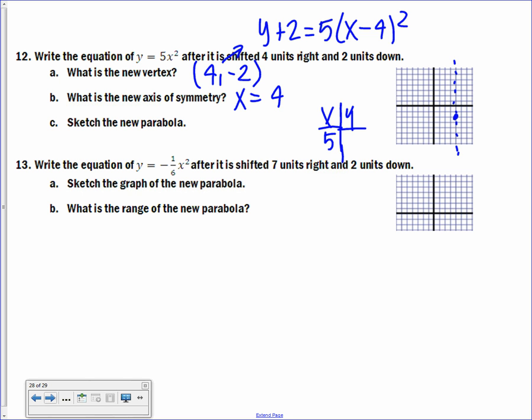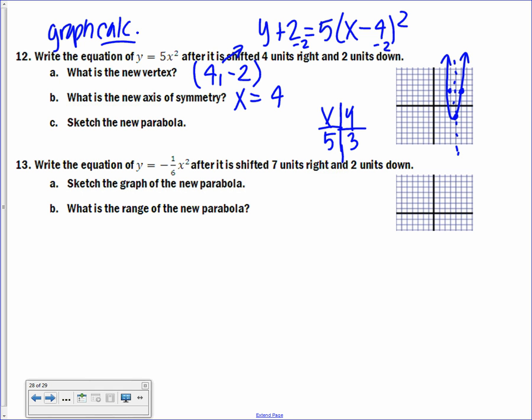So if I plug in 5 to that equation, for x, I'm going to have 5 minus 4 is 1. 1 squared is 1. Times 5 is 5. And then I'd have to subtract my 2 over there, so it'd be 3. So if I've got 5, 3. Did I do that right? Yeah, 5, 3. I'd be up here. And then that would be reflected over my line right over there. So there would be my parabola. Again, it is not cheating to use your graphing calculator to check your work here. Okay, so check your work.